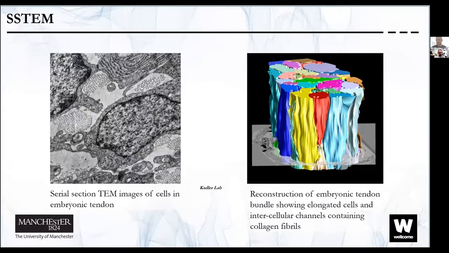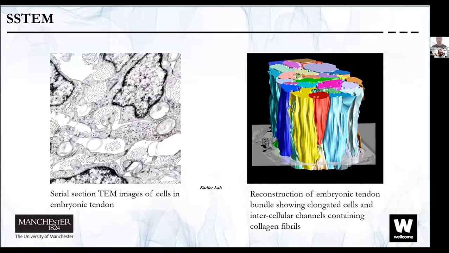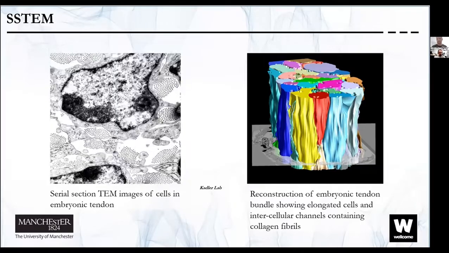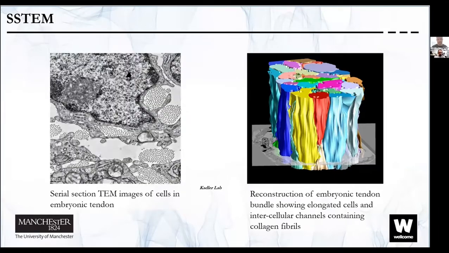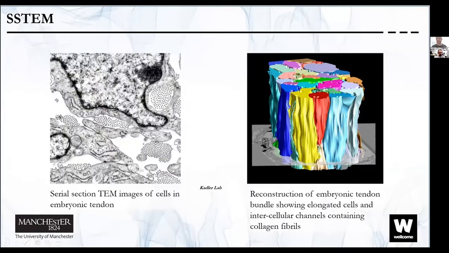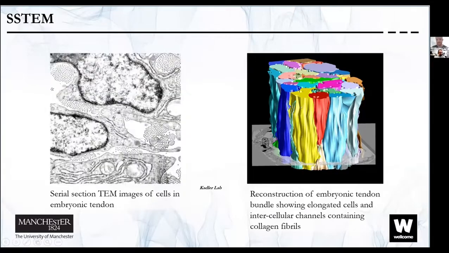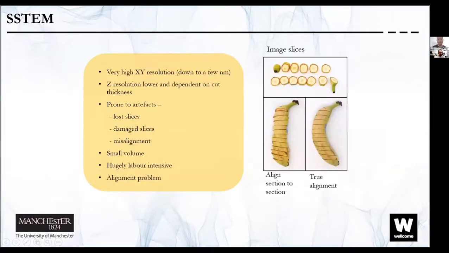And that's just part of this technique, because it's really prone to artifacts. If you imagine you're having to collect each slice individually, store it and image it, you're inevitably going to get some damage to the slices, just because they're so thin. They're often 50 nanometers. These are very tiny things we're talking about. And here on the right, you have a model that they reconstructed. So these colored bundles are different unique bundles of collagen fibrils through the tissue.